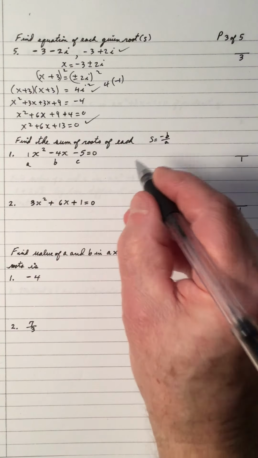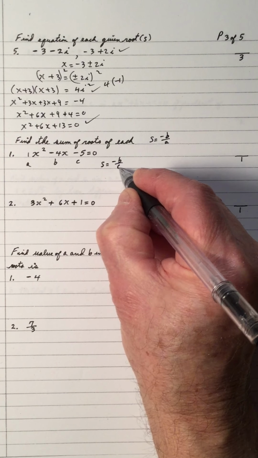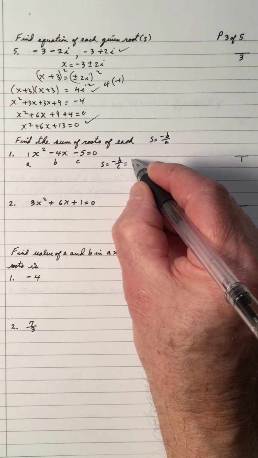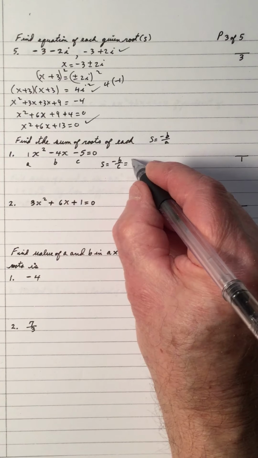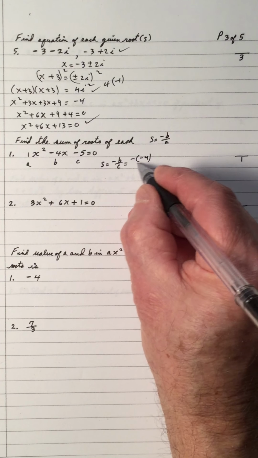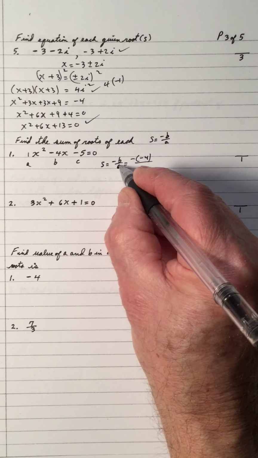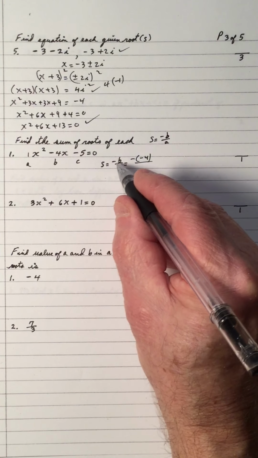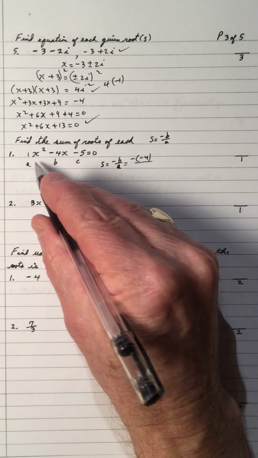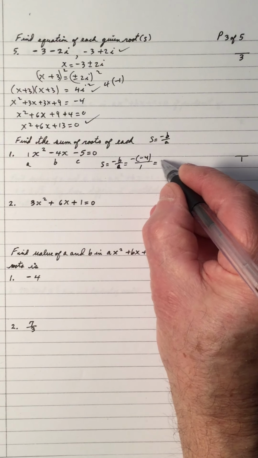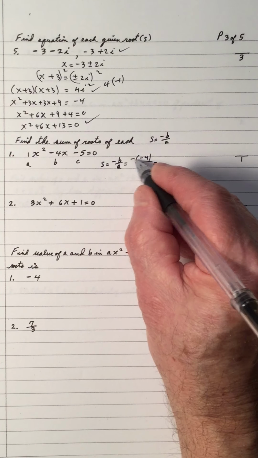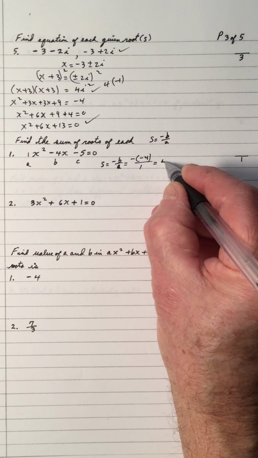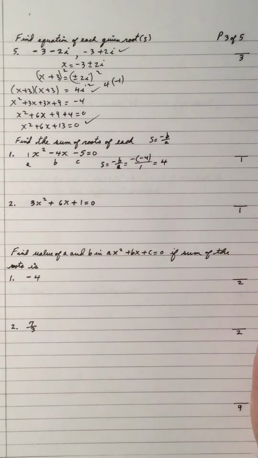So the sum of the roots is negative b over a. B is negative 4, so it's the negative of a negative 4 over a, which is 1. The negative of a negative is positive, so 4 over 1, or 4. So the sum of the roots is 4.